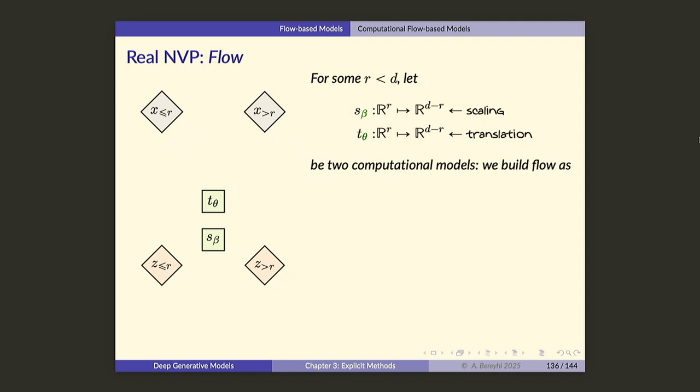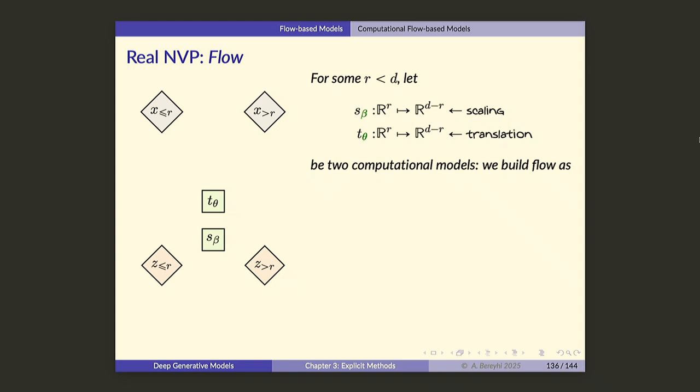Now, I also set two neural networks. These could be simple MLPs, whatever you want. And these two neural networks have their own parameters. The first one is S, which is the scaling network. The scaling network has some parameters, I'm showing it here as beta. And what does S do? It's going to take an r-dimensional input and give you a d minus r-dimensional output. So the input to a scaling network is exactly the size of your first part in z. The output is the size of the second part.